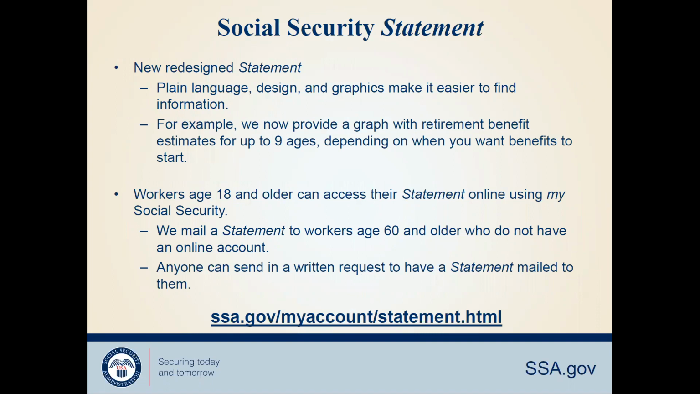And you'll be seeing now a Social Security statement. The newly designed statement, in plain language, design and graphics makes it easier to find information. For example, we now provide a graph with retirement benefits estimated up to 9 ages, depending on when you want your benefits to start. Workers age 18 and older can access their statement online by using My Social Security. We mail a statement to workers age 60 and older who do not have an online account. Anyone can send in a written request to have a statement mailed to them. Next slide.